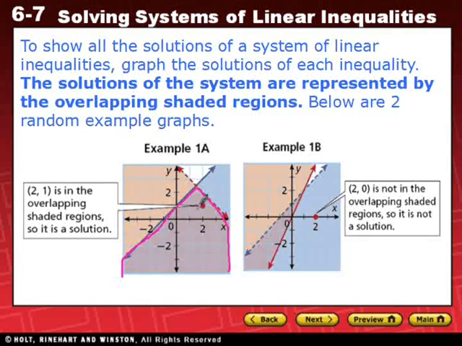On example 1b, the peach colored is above the red line. Look carefully, right? And the blue dashed line has blue shading below it. And so the overlap is this skinny spot in here. So that's where our solutions are. So at this point, 2, 0, that is not part of the solution to both inequalities because it's only part of one inequality's solution. So we're looking for the overlap. A better example of a solution would be right here, which is at -2, -2.